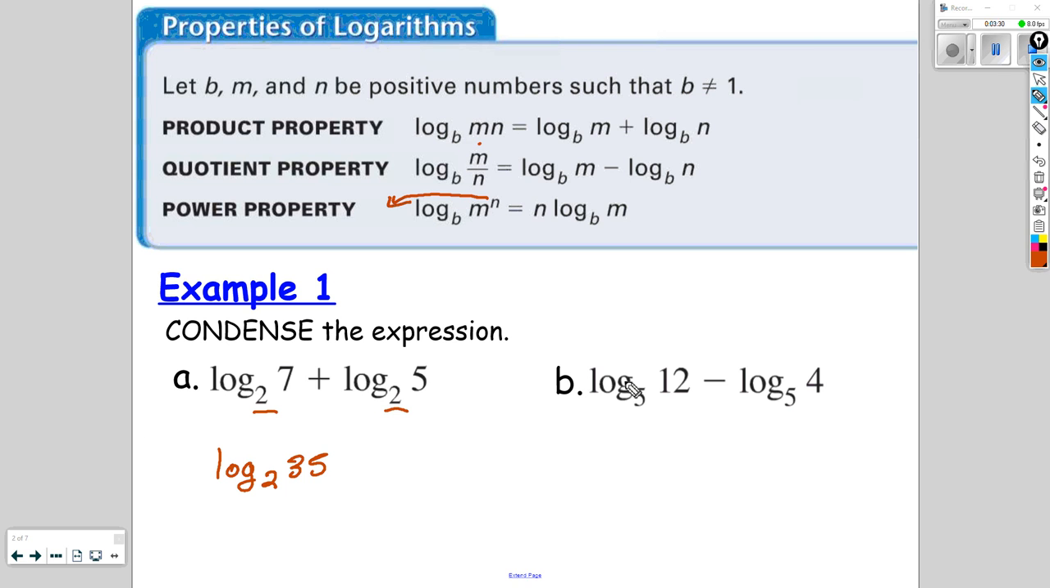All right, and now in this one, we have log base 5 of 12 minus log base 5 of 4. All right, subtraction would indicate the quotient property. So really what we're talking about is log base 5 of 12 over 4, which is just log base 5 of 3. All right, now moving on.